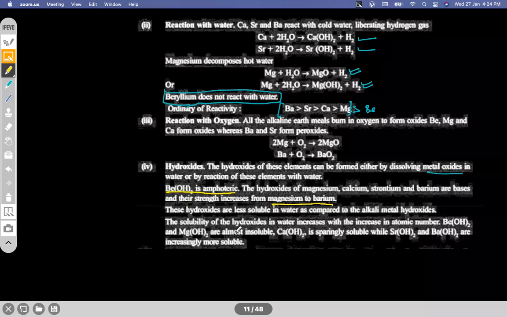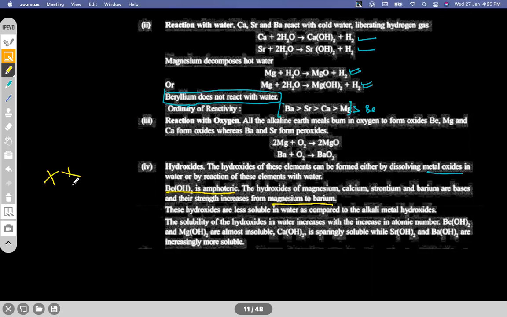Be(OH)2 and Mg(OH)2 are almost insoluble. Why is it insoluble? Lattice enthalpy is more than hydration enthalpy. Why is lattice enthalpy more? It has more covalent character, and size is also small. Because of that, it has high lattice energy. So water molecules cannot penetrate into the lattice. Hence, it is insoluble.